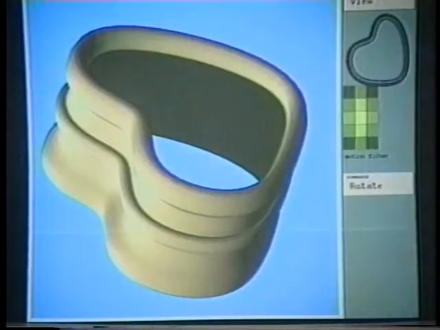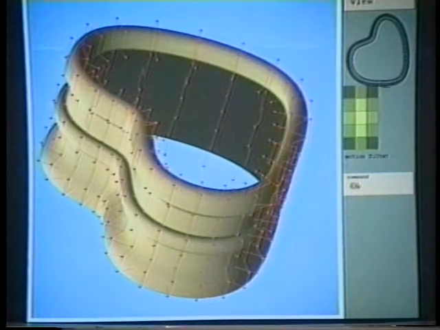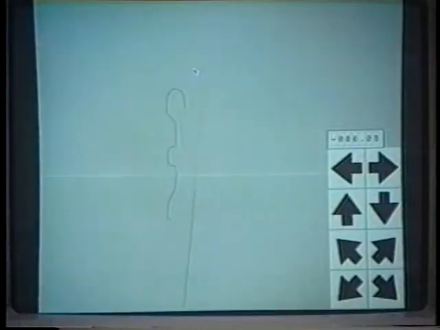Other methods of sweeping curves include vector swept curves, curves swept along other curves, and rotational sweeps. Sweep.